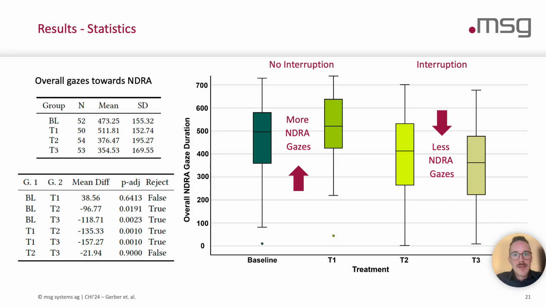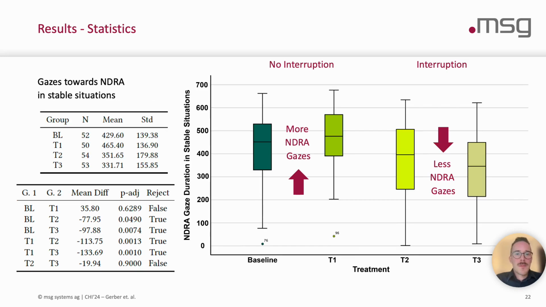Results show there is a significant difference between interruption versus no interruption. This was expected and makes intuitive sense because we effectively take the video display away in the interruption groups. So we looked further in the data and removed the moments where the NDRA was not interrupted and found that even if the NDRA was not interrupted, participants in the interruption group gazed significantly less in the NDRA, presumably to monitor the driving environment.